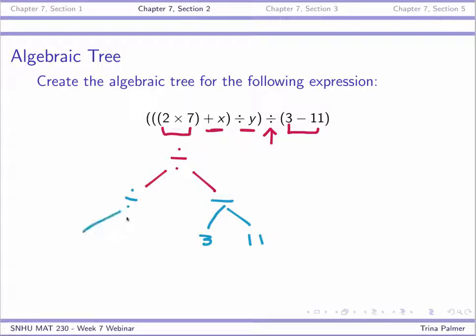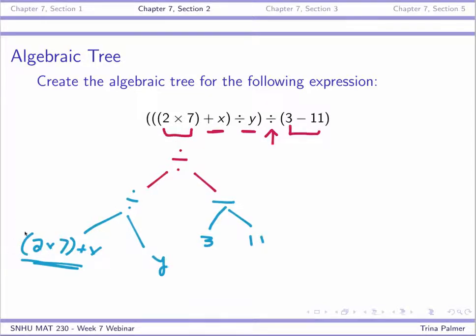And the two things I'm dividing are this expression, 2 times 7 plus x. Now let's think about this, the 2 times 7 plus x. The last operation would be the plus. So let's take this out, and we're going to put a plus.